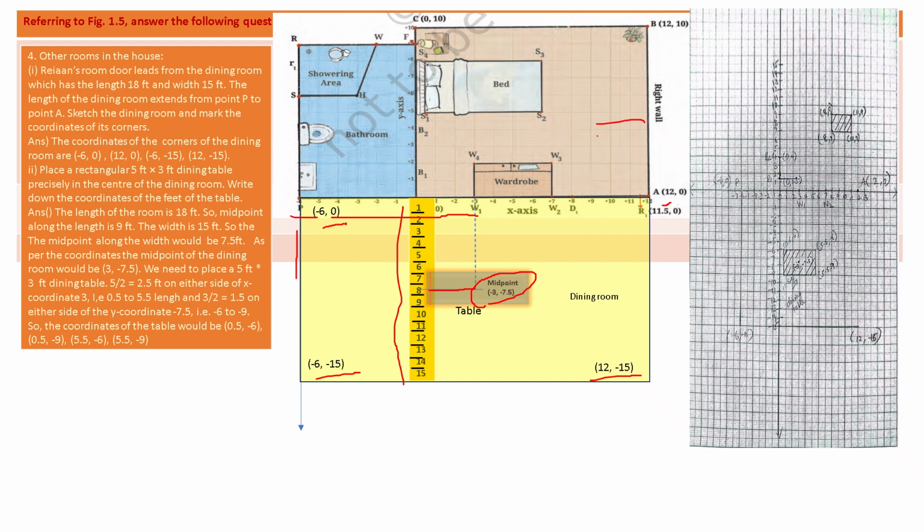Now we are placing a dining table in the middle of the room. The dimensions of the dining table are 5 feet by 3 feet. 5 feet divided by 2 is 2.5 feet on either side of the midpoint of this room, and 3 feet divided by 2 is 1.5 extending on either side of the midpoint along the y-axis. This will constitute the width. The other would constitute the length of the table. So, 3 feet.